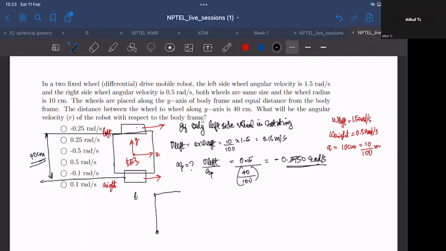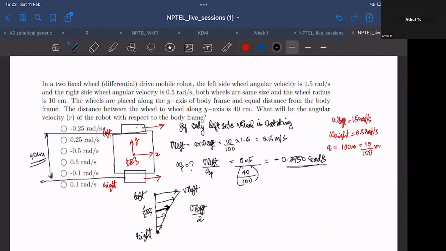This is the left side wheel. This is the right side wheel. So the velocity at the right side would be 0 and the left side would be V left. So it would decrease linearly all the way to 0 at the right hand side. So what would be the velocity at the midpoint, where the B frame is located? That would be the wheel velocity divided by 2, right? The linear velocity would be V left by 2.